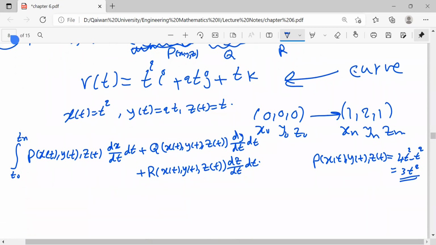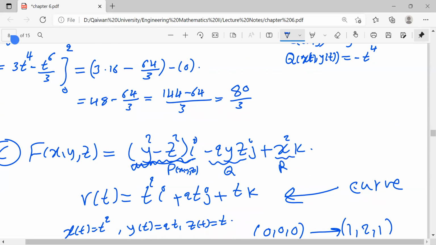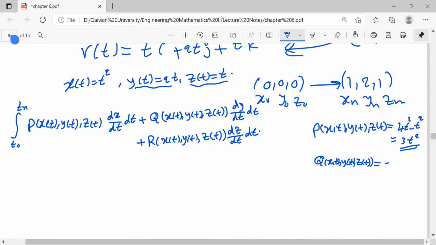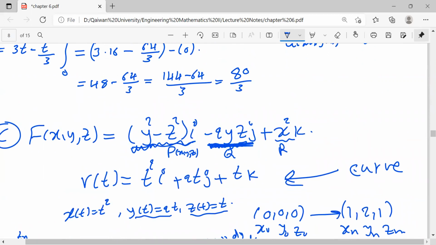And then for Q, Q of x of t, y of t, z of t equals. Q is minus 2yz. We replace y by 2t and z by t. We get minus 4t squared, because Q is negative, minus 2yz.